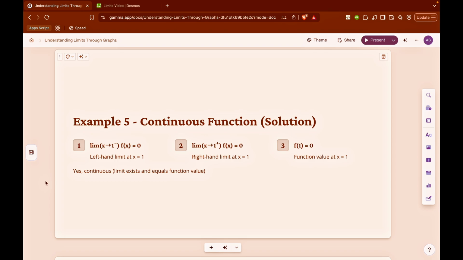And here is the solution to this problem. Yes, it's continuous, the limit exists and equals the function value. And these are all the answers to the question.